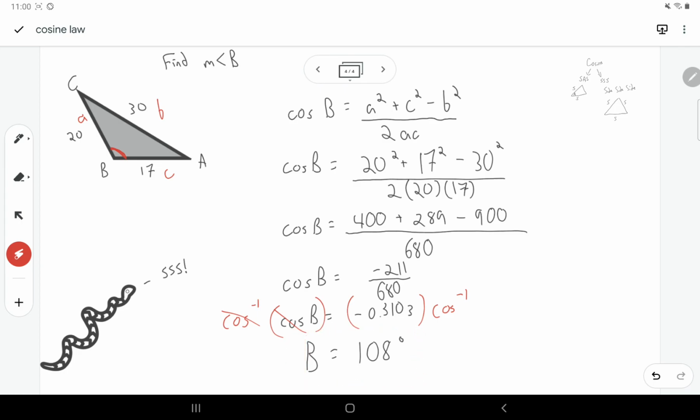Okay, so that is the end of that question. We've got our angle. So we went from just the sides of a triangle to the angle. It turns out that if you have all the sides of the triangle, you can solve for each and every angle in that triangle, which is a super useful piece of math to know. Okay, so that's how to use cosine law, when to use cosine law, and how to use it to find a missing angle.